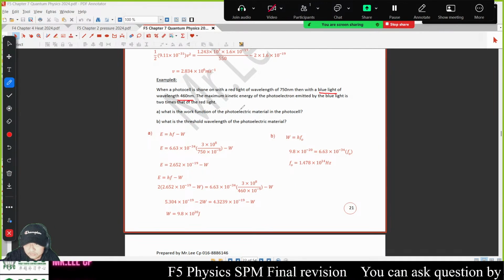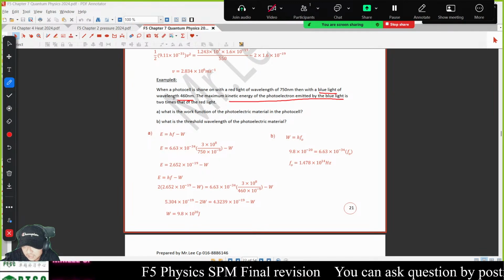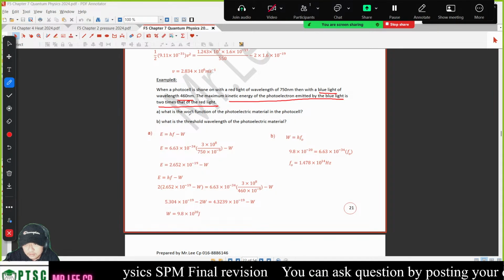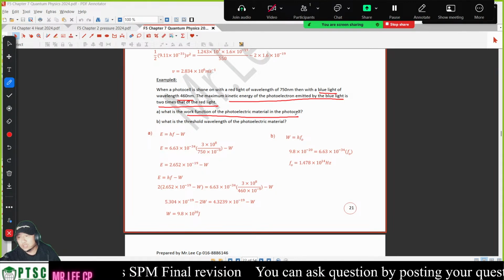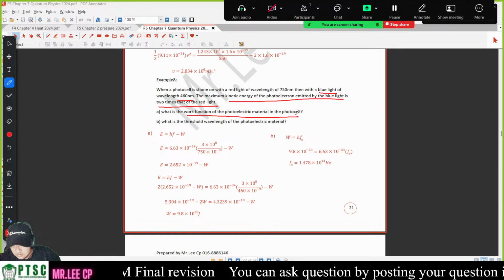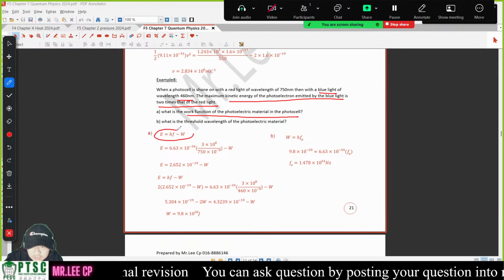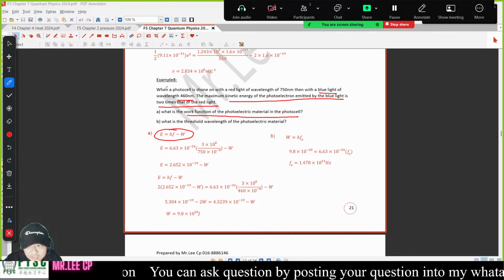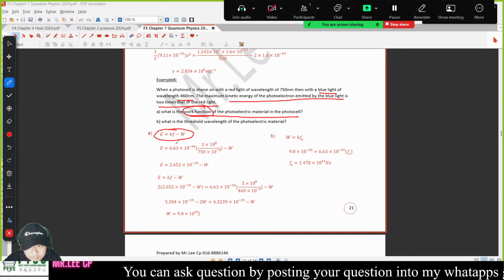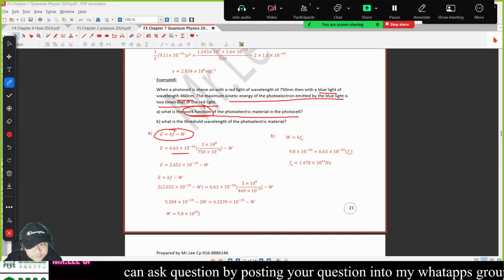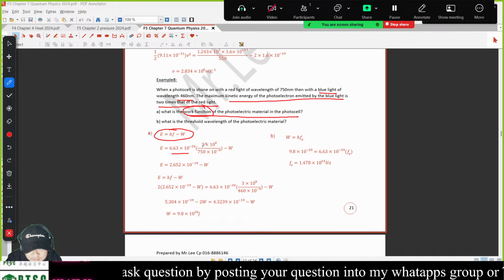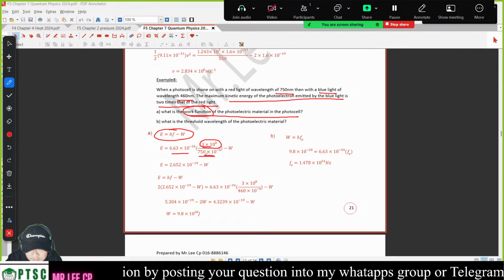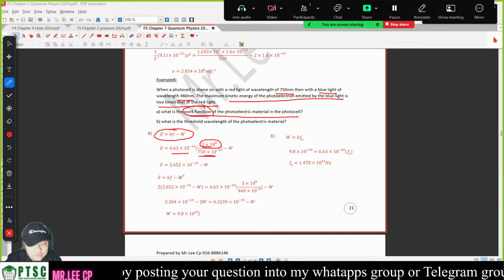Blue light 460, and then the maximum kinetic energy emitted by the blue light is 2 times the red one. Okay, 2 times the red one. So what is the work function of the photoelectric material in the photocell? So E is equal to hf minus W. So only this kind of question, when it is related to work function, only this formula. So h you put it in, f you don't have, right? It is c over lambda. This one is the red one. Lambda is times 10 to the negative 9 minus W. So you get this.